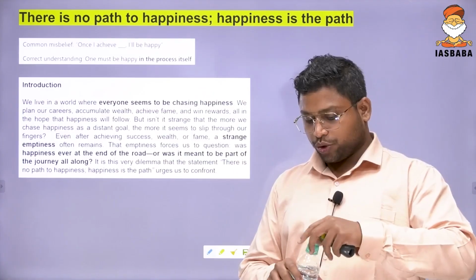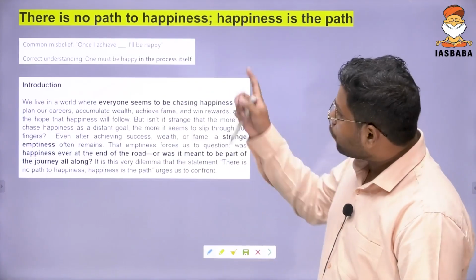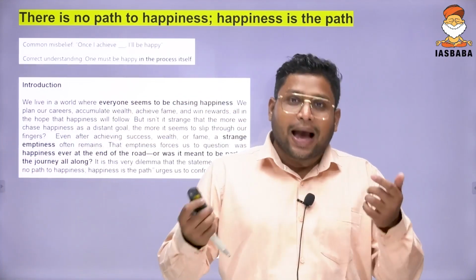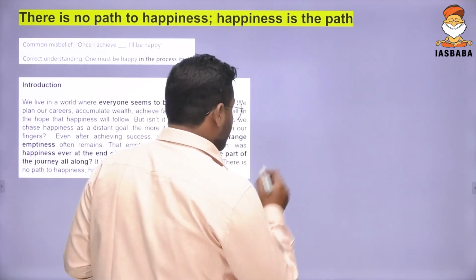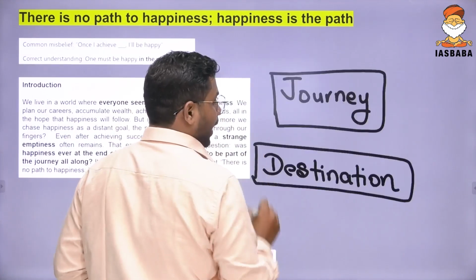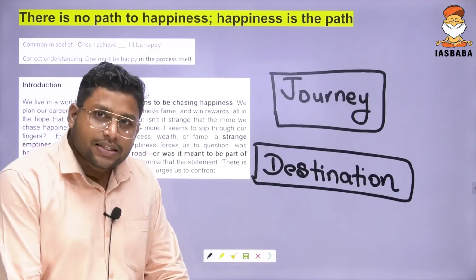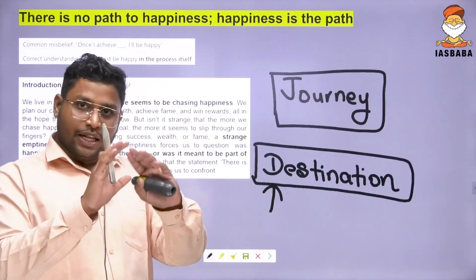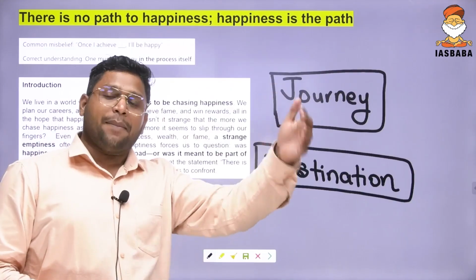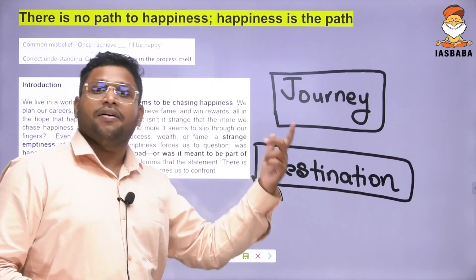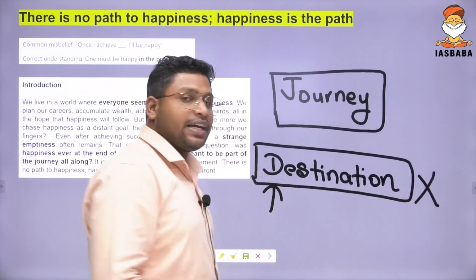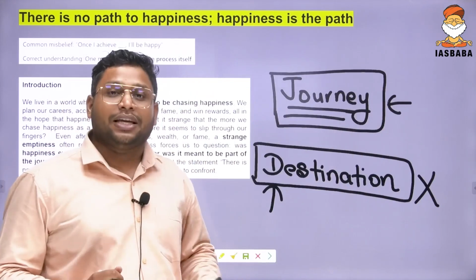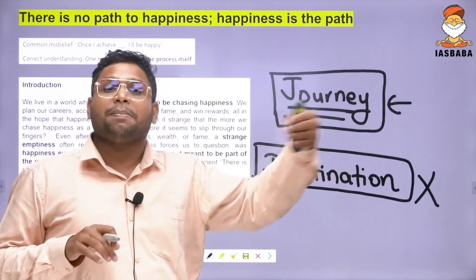Now, first of all, what do you understand by this theme? There is no path to happiness, happiness is the path. So it is about the journey and the destination. The writer is trying to say, you people have a mindset that happiness is a destination, that by doing something, you will get happiness at the end of it. That's the destination. Whereas the writer is saying, this is a wrong understanding. You are very ignorant. Happiness is part of the journey. It's the path. You have to be happy. Happiness in itself is a path.